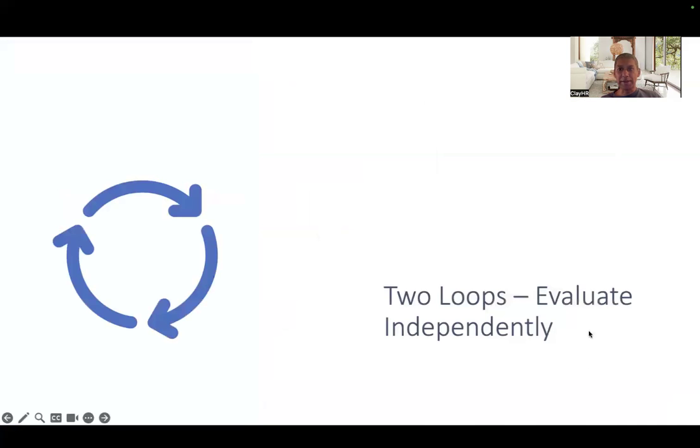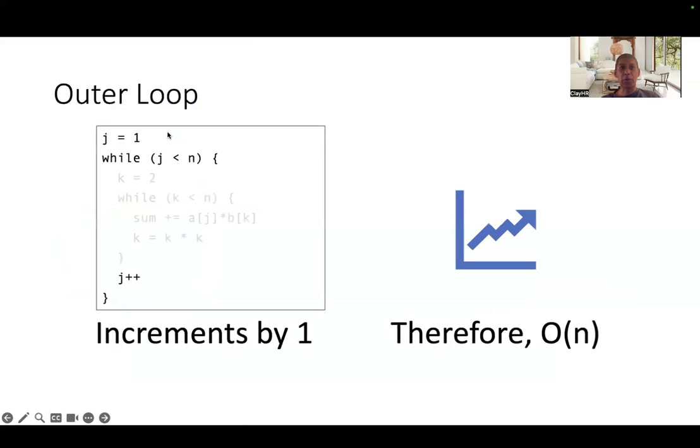The first thing we can see is that there are two loops, and those two loops are nested. We should just evaluate them independently, and then we can multiply the answers because one loop is running inside the other. So let's start with the outer loop.